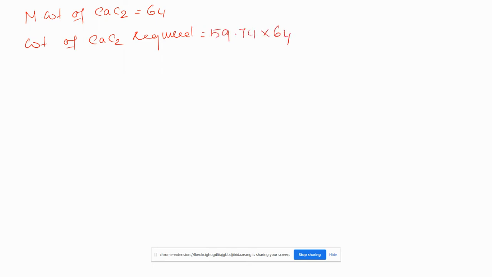So the molecular weight of CaC2 will be equal to 64. So the weight of CaC2 required is equal to 59.74 into 64. So you will be getting 3823 grams, because it is in moles, we are getting grams. So this will be equal to 3.823 kgs. When you are converting it in kgs, you will be getting this.